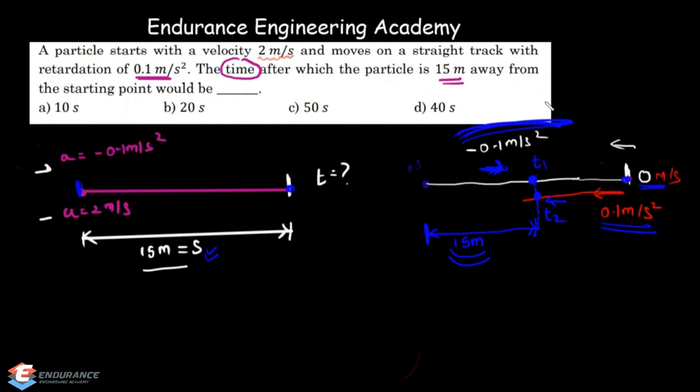This is something similar to what we are going to discuss in the next concept. That is, if I have a ball and I throw it upward, it will reach a velocity of 0 meter per second. Again it will come back and reach the ground, similar to that case. So this point, that is a point which is at 15 meters from the starting point, will be covered two times. One time when the particle is moving left to right, another time when the particle is moving right to left. So we got two answers, right?